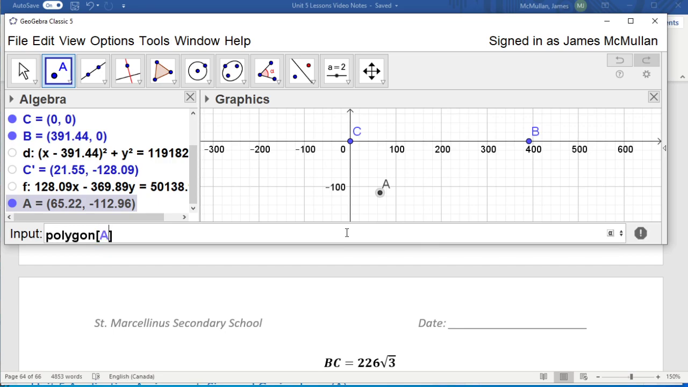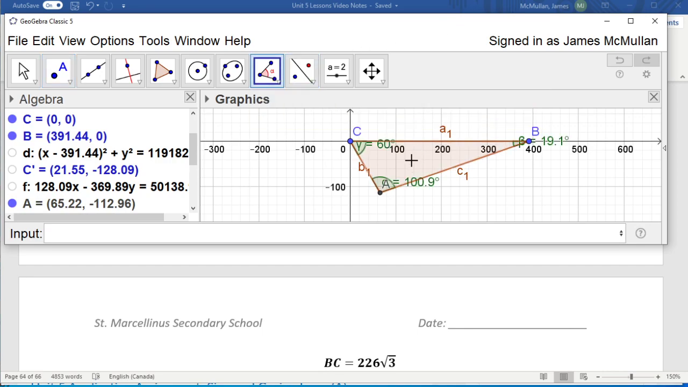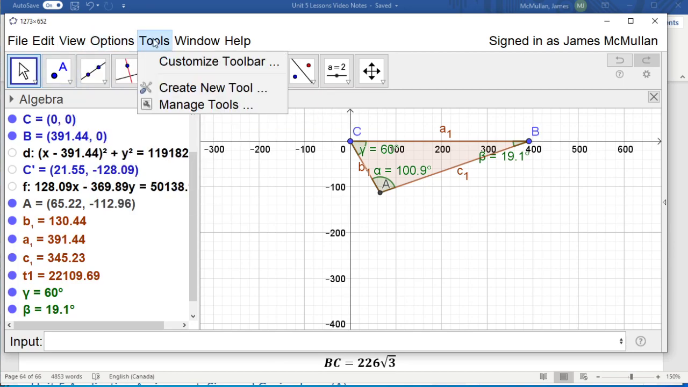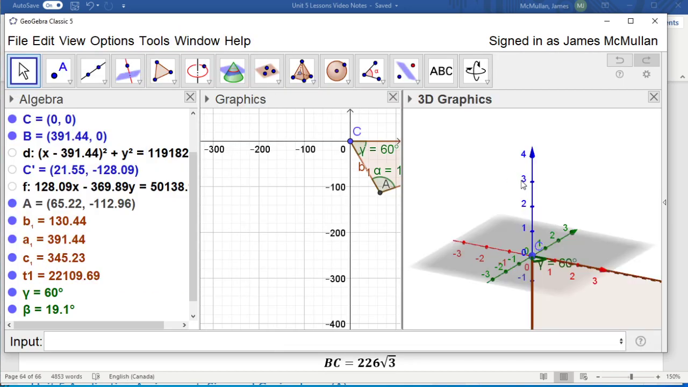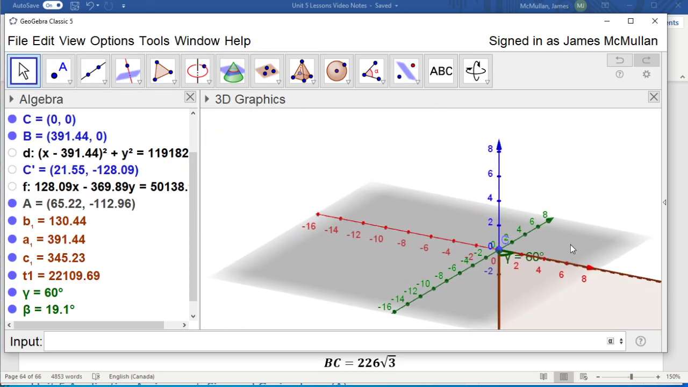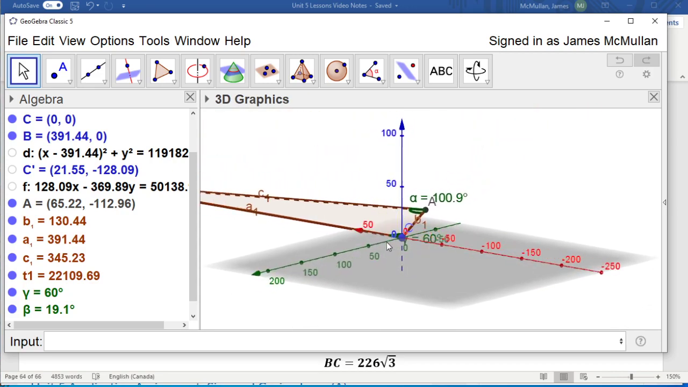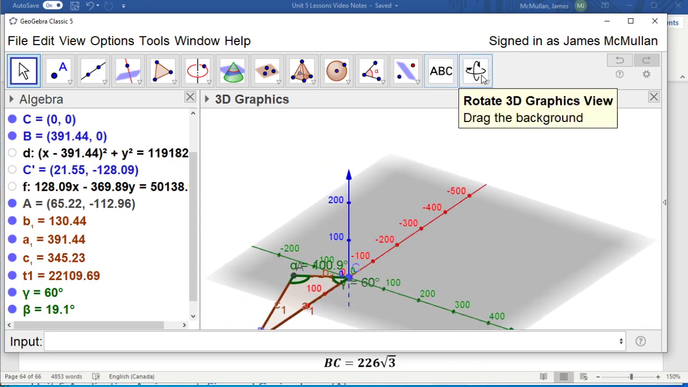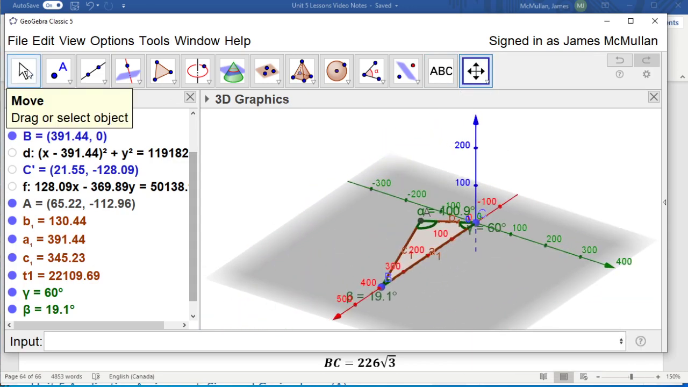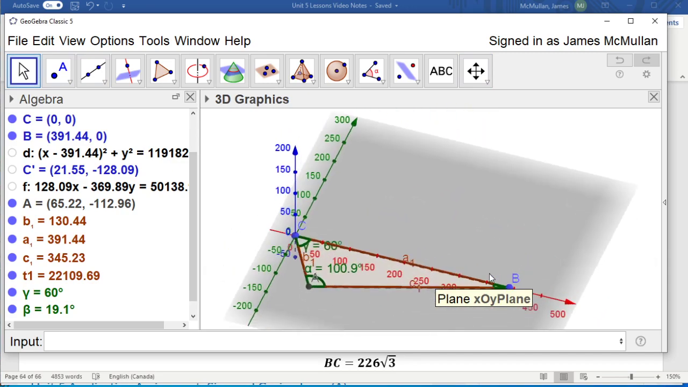We'll go polygon A, B, C. And then let's get the measurement of the angles. So 19.1, 60, and 100.9 is the triangle on the bottom. Now, to bring this into the 3D part of the question, let's make it in 3D. So again, you're really going to have to zoom this out quite a bit to see it. You can see that triangle is very, very large. And then we'll move this over so we get a more centered view of the thing. Okay, so there you go.